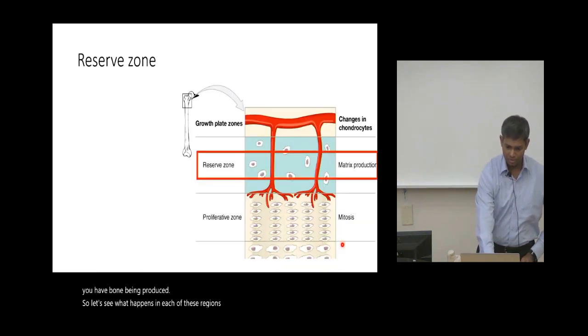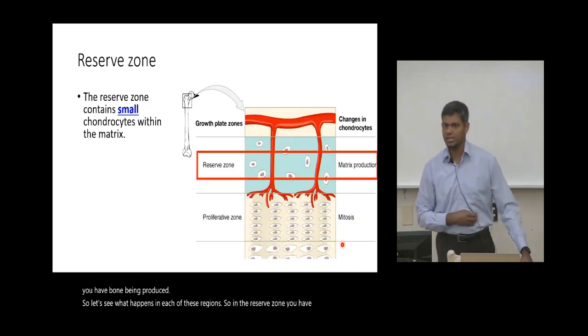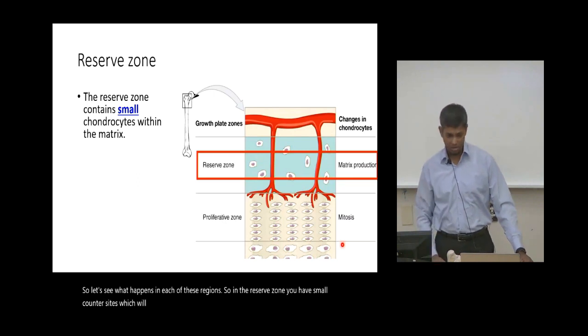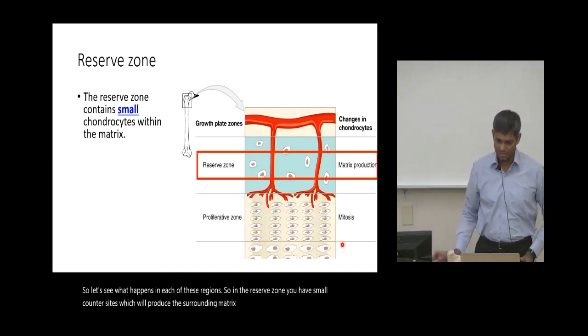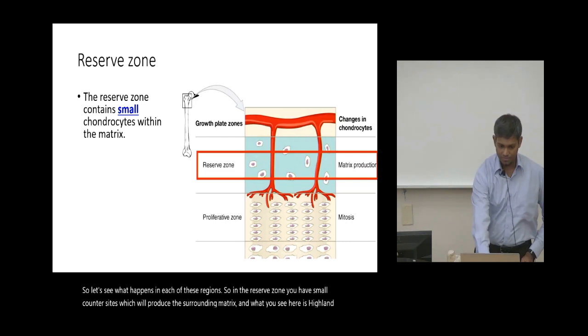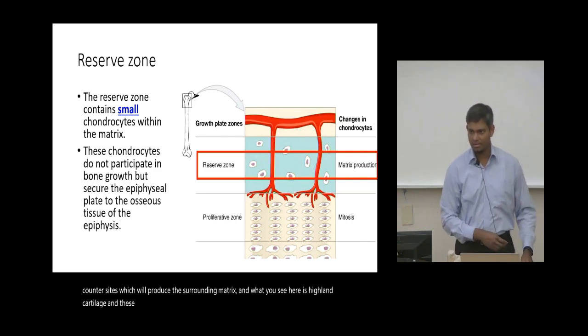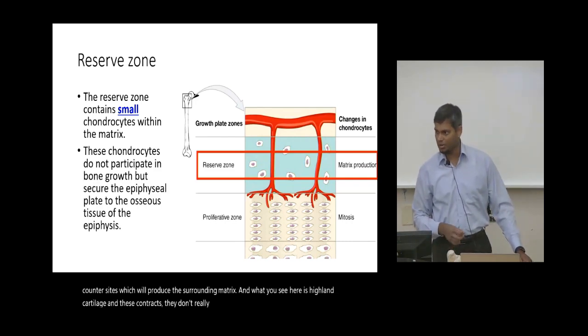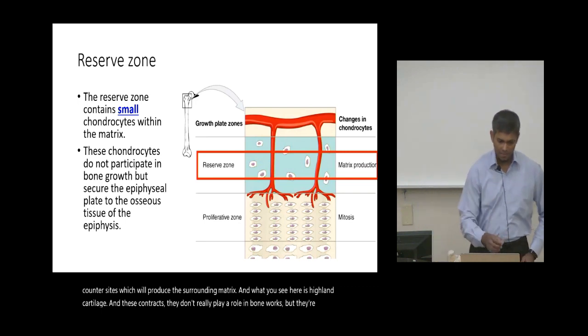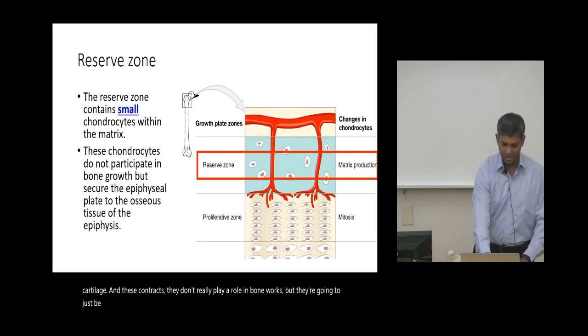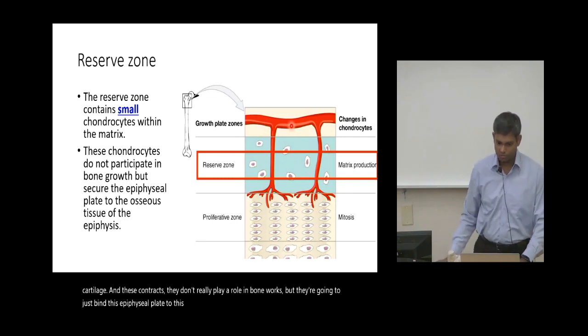So in the reserve zone you have small chondrocytes which will produce the surrounding matrix, and what you see here is hyaline cartilage. And these chondrocytes don't really play a role in bone growth, but they're going to just bind this epiphyseal plate to this bone tissue, right? And that's the goal of this region.